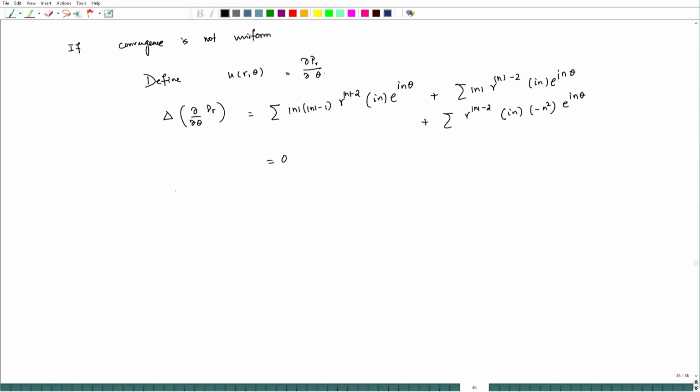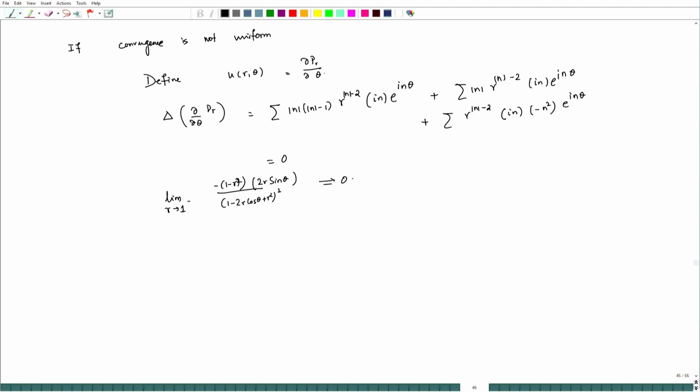Now, what is the boundary value of this? If we are looking at the boundary condition, then limit r goes to 1 minus of del by del theta of P_r, this is equal to minus of 1 minus r square, over 1 minus 2 r cos theta plus r square, whole square, times 2 r sin theta, and when r goes to 1, we have already seen that this is equal to 0.